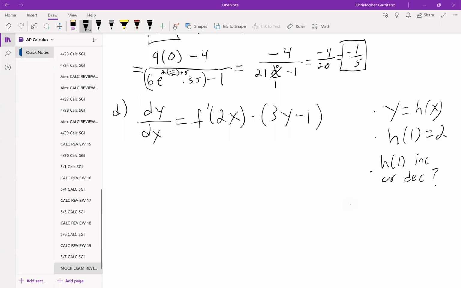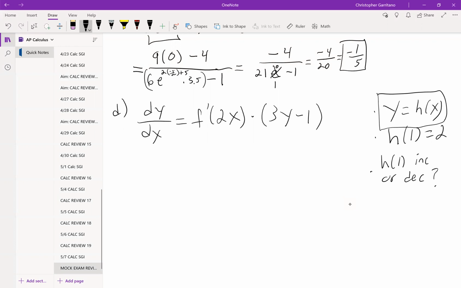So part D gives us this differential equation, and we're actually asked to find the second derivative. So we're just going to apply d/dx to both sides. Just a little rundown of what other information you're given. You're told that y is equal to h of x. In other words, y is some implied function of x. So wherever you see y here, this is actually a function of x, which means we're going to need to use implicit differentiation. We're also told that h of 1 is equal to 2. Okay, that might come in handy in a bit.